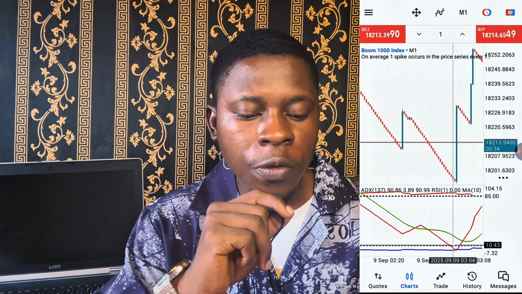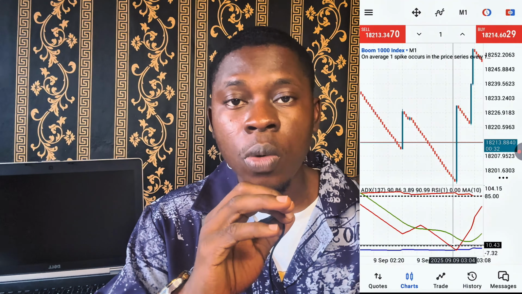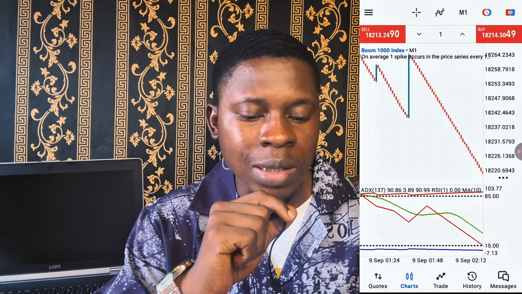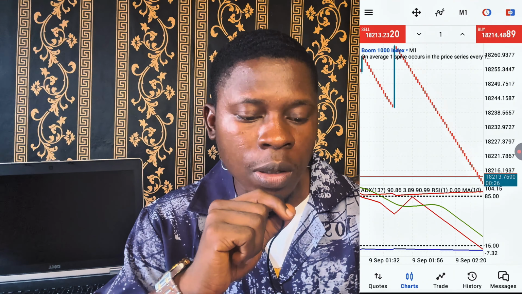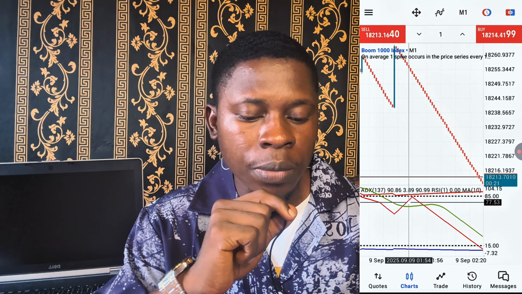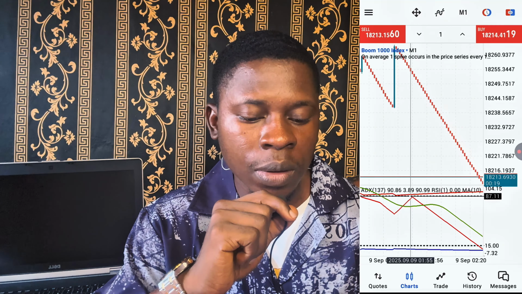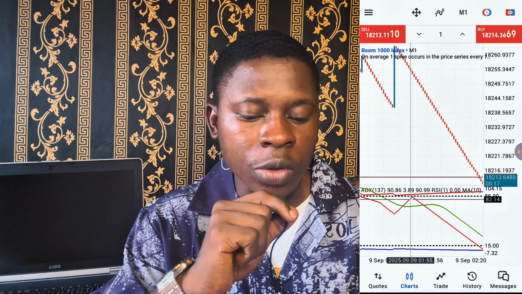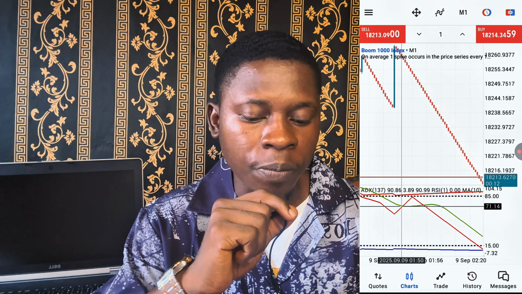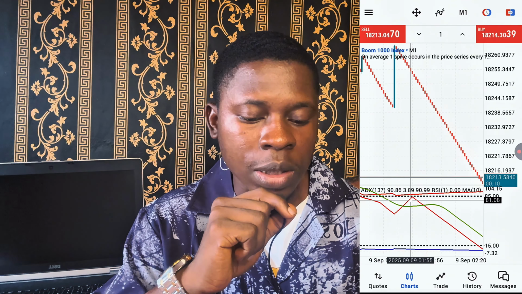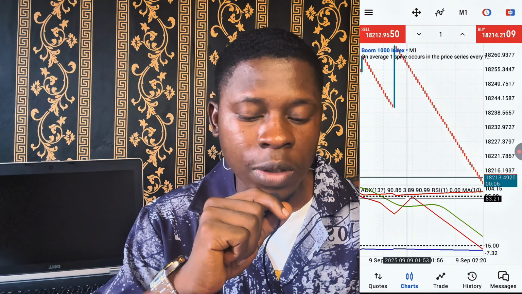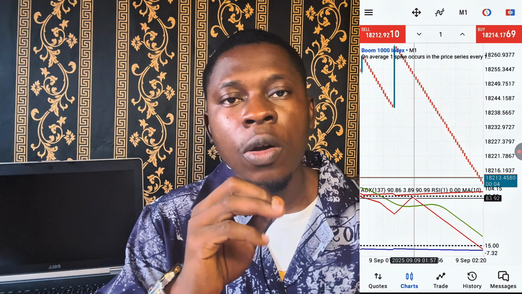So now how do you look for entries on the boom market? What we're going to be doing on the boom market is selling, looking for a long-term sell. When you see this red line right here at this very point touching this level of 85, and also once it's above this green line, which you can see, you look for your sell entries. You enter into the market for a sell. You take up to 10 candlesticks.